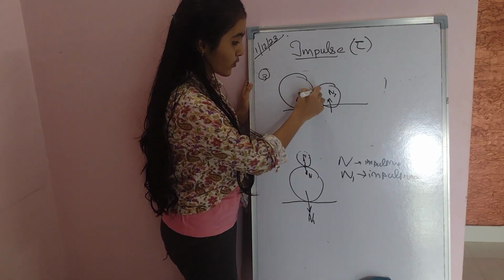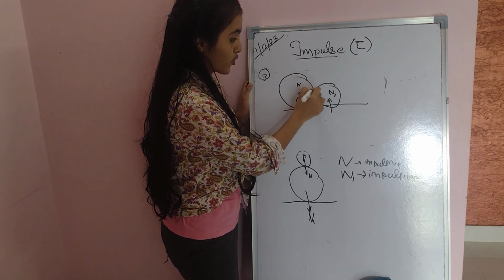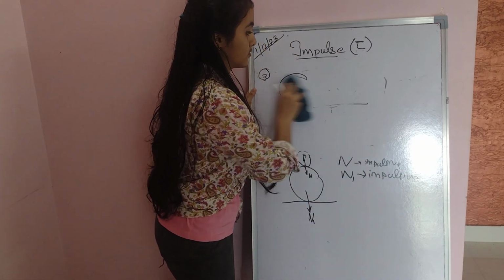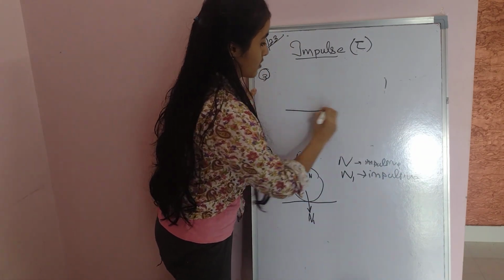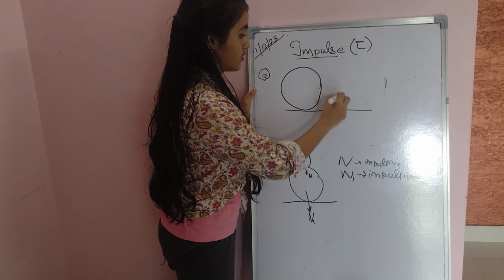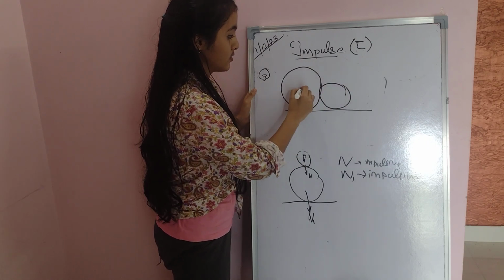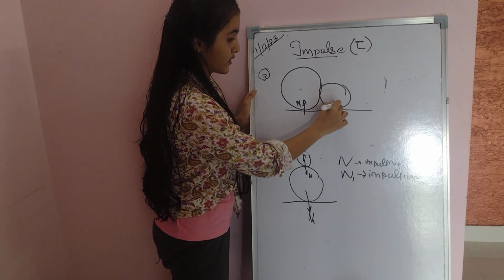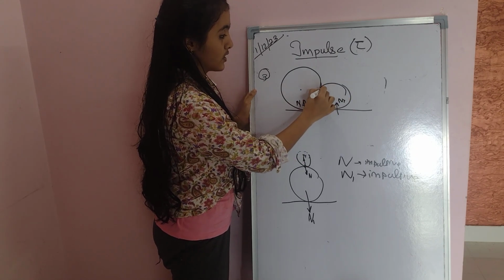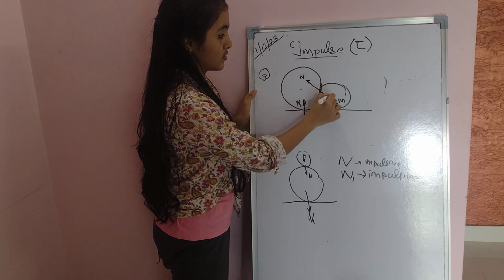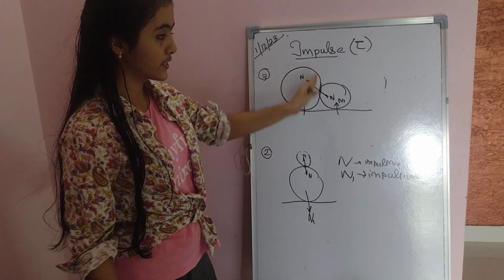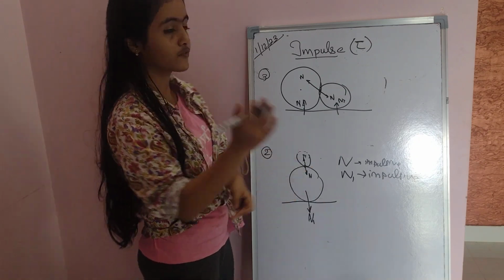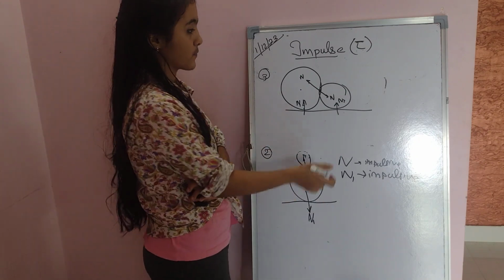Here, these bodies are in contact, so there will be a normal reaction like this. There is a huge sphere. Then there is a small sphere. This sphere has normal reactions N1 and N2. Here there is a normal reaction N. They are perpendicular to each other. Which forces are impulsive and which are non-impulsive?